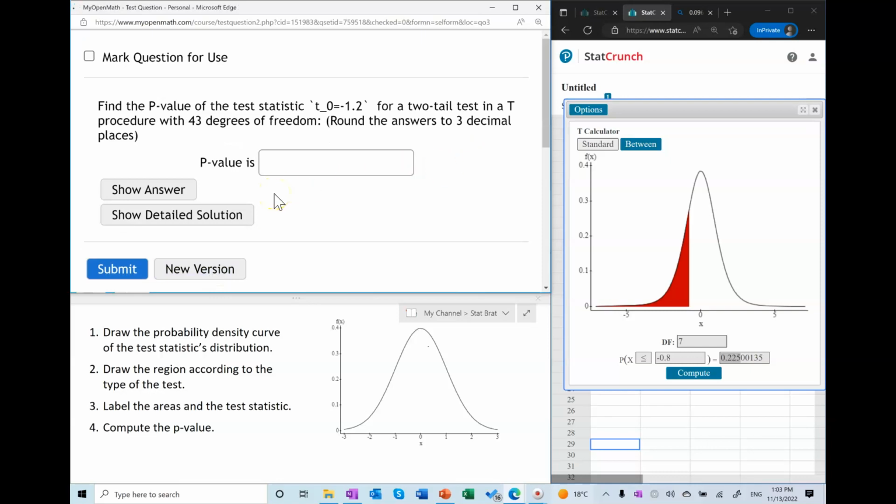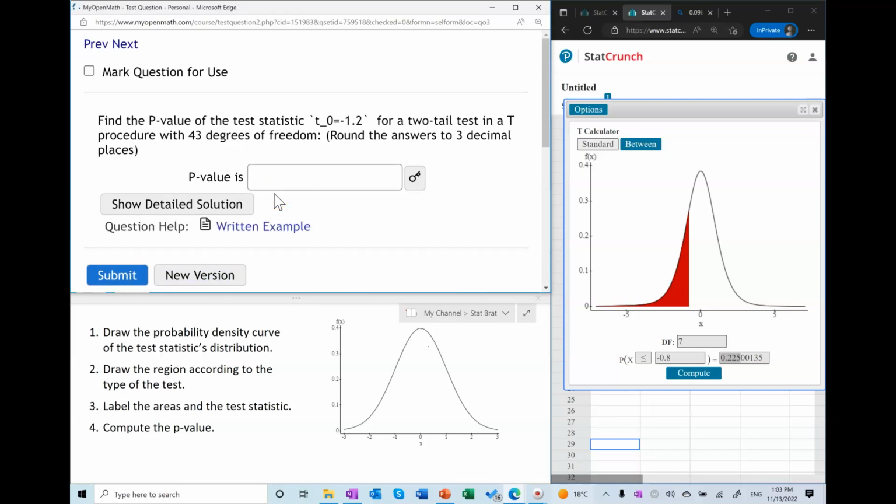And finally, I got a two-tailed test. So I'm going to draw the region according to the type of the test. In the two-tailed test, we're going to draw the regions in both sides of the spectrum, and we're going to label the areas. The total area of both regions is equal to the p-value, so each one of them is half of p.